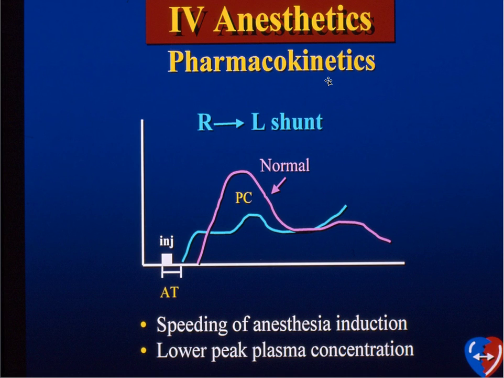With IV anesthetics, if you have a right to left shunt or a cyanotic lesion, the drug that's injected gets into the right ventricle, can cross over to the left ventricle, and get to the brain a little bit faster. You can see the injection here represented at INJ, the little white box. In the blue, the cyanotic lesion, it gets faster into the brain, but it doesn't reach the same plasma concentration. So potentially a little bit speedier induction with an IV anesthetic in a patient with a cyanotic right to left shunt lesion.